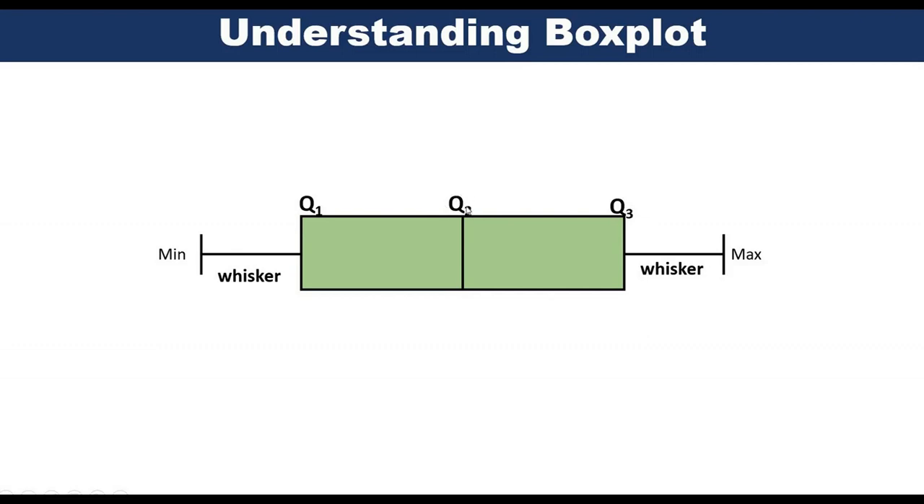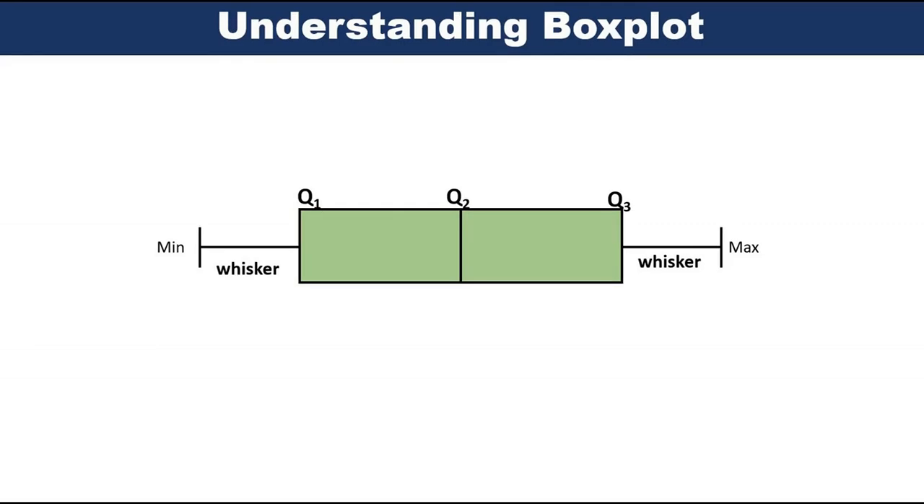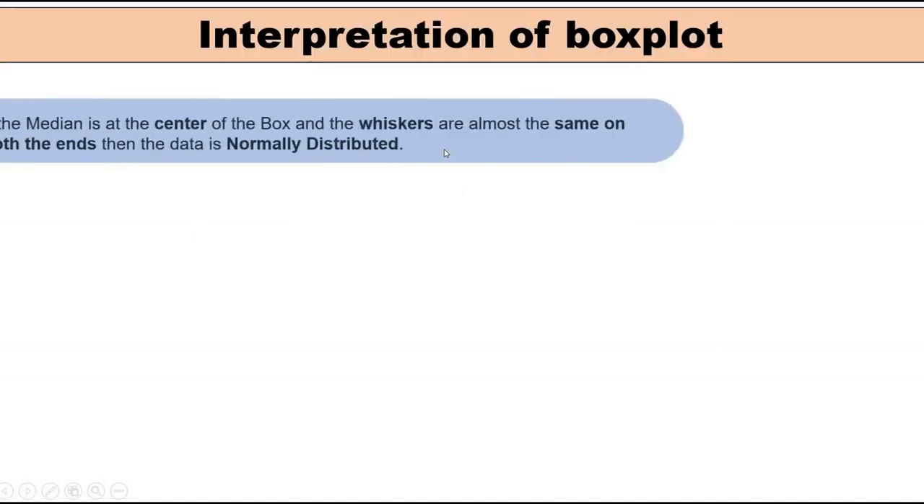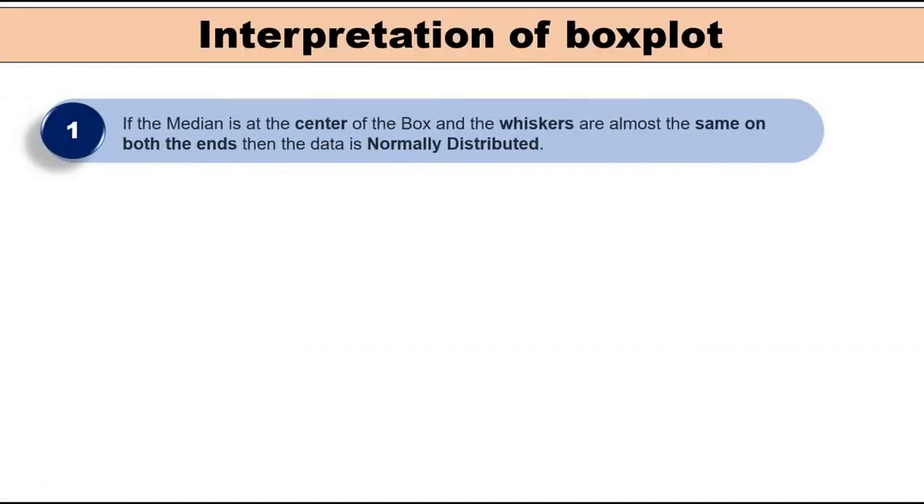Let's understand how to interpret a box plot. Now let's see how to interpret the box plot. If the median is at the center of the box and the whiskers are almost the same on both ends, then the data is normally distributed.